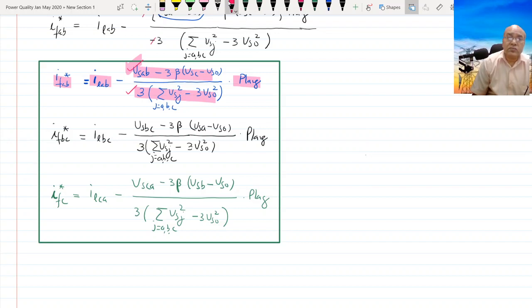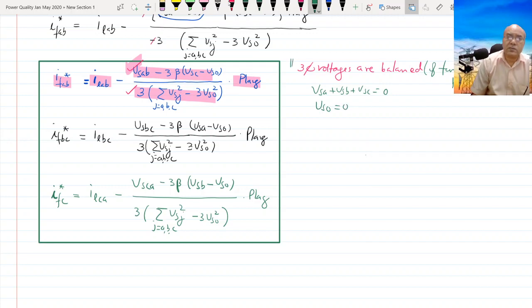We can assume that three-phase voltages are balanced, and hence that implies VSA plus VSB plus VSC equal to 0, and they are of fundamental frequency. So this means VS0 equal to 0.